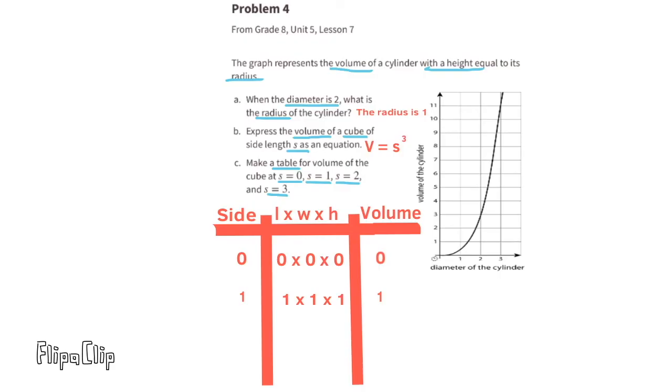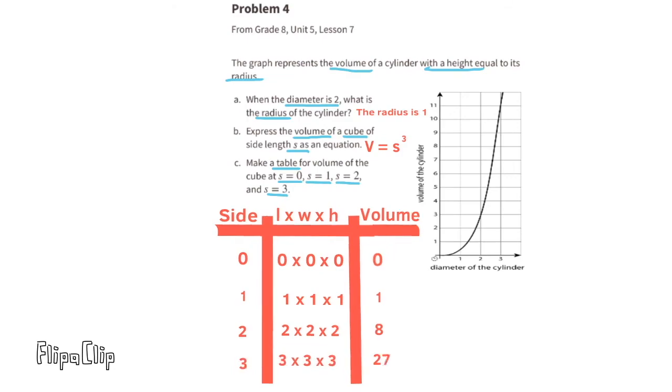With side length 2, the equation would read 2 times 2 times 2, and the volume would be 8. With side length 3, the equation would read 3 times 3 times 3, and the volume is 27.